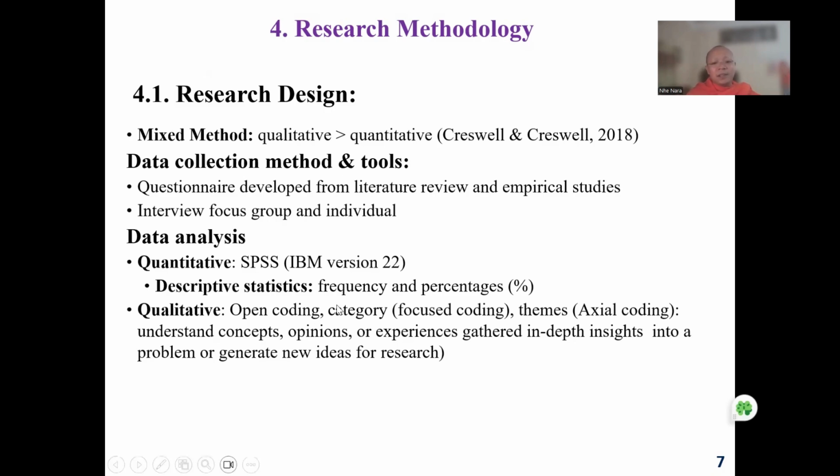And for descriptive statistics, frequency and percentage, we use this to interpret and to show the findings. And qualitatively, open coding, category focus coding, themes, understanding concepts, opinions. In this, we also interview the key informants from all the respondents in order to make sure that the research is conducted correctly with the mixed method.